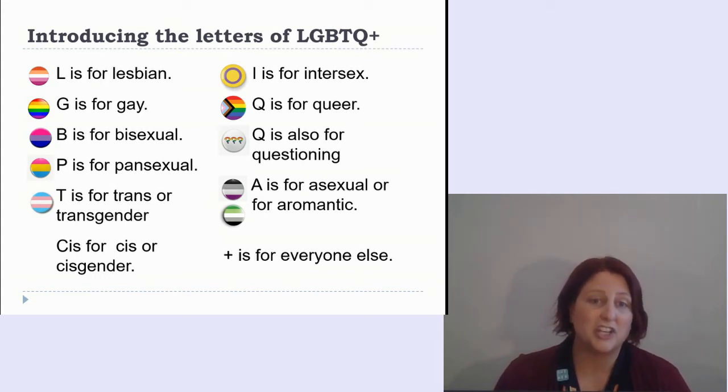Q is also for questioning. If someone's not sure of their identity, but are taking time to think about it and figure it out.